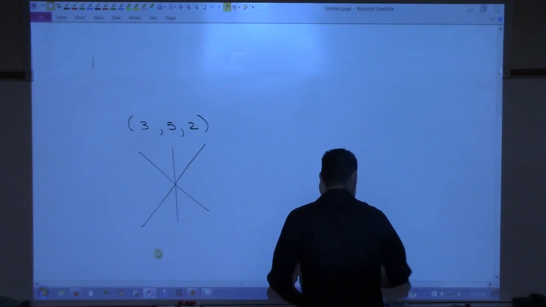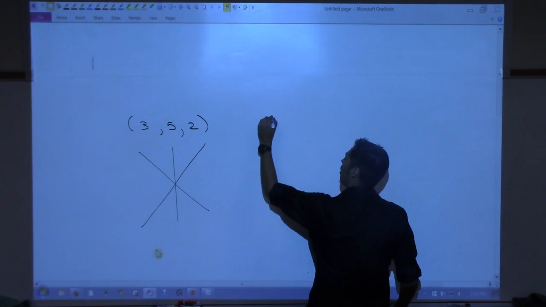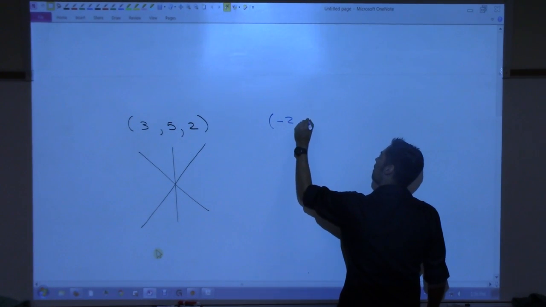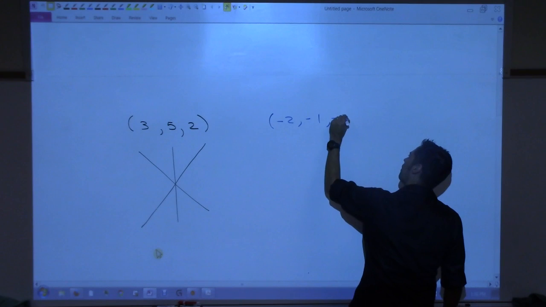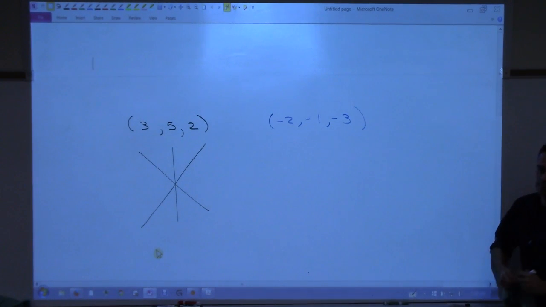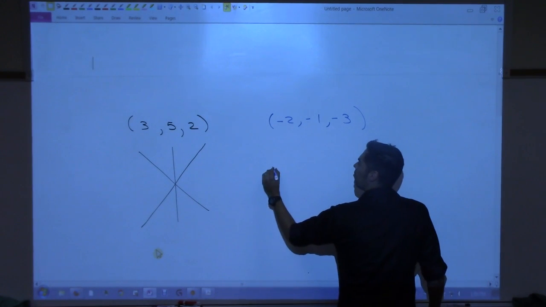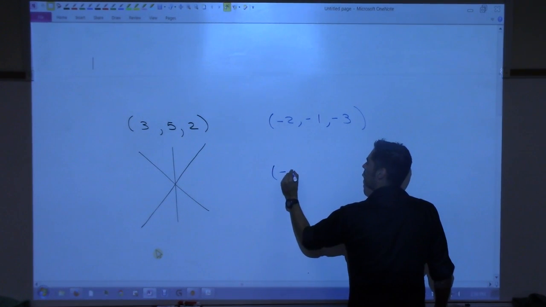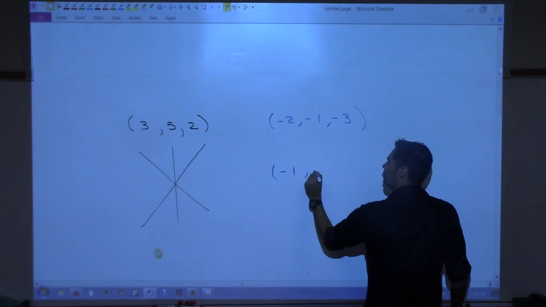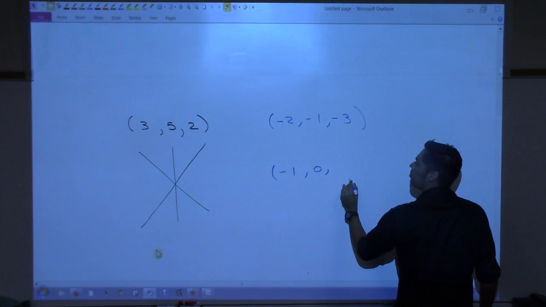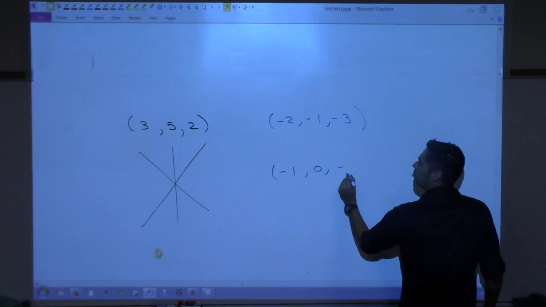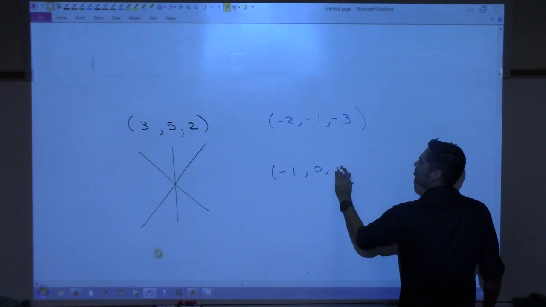Okay, try and draw this one on your sheet of paper. Try and draw -2, -1, -3. Put that point on there. And after you finish that one, do the point -1, 0, 4.